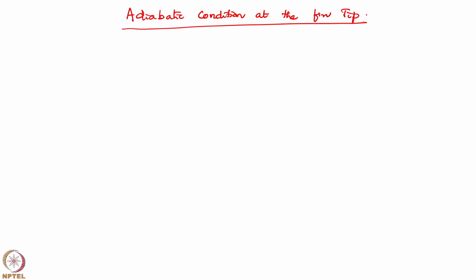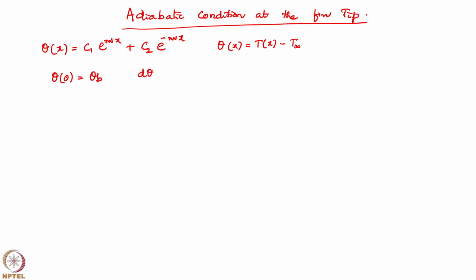Adiabatic condition at the fin tip. So, you have the same temperature, that is theta of x equal to C1 e to the power of mx plus C2 e to the power of minus mx. Remember that theta is T of x minus T infinity. One of the conditions is theta of 0 is equal to theta b, and it is adiabatic at the fin tip.